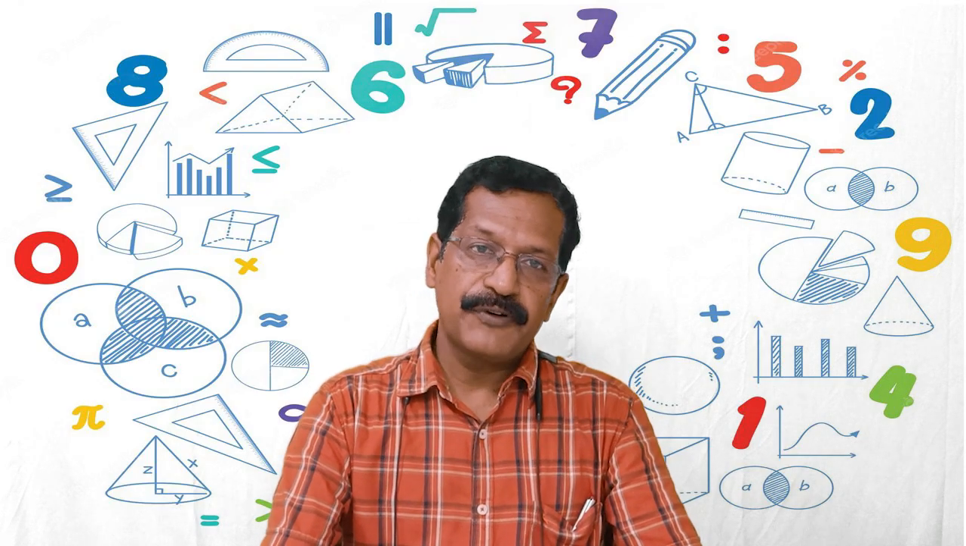Children, a fraction is said to be in the simplest or lowest form if its numerator and denominator have no common factor except 1.